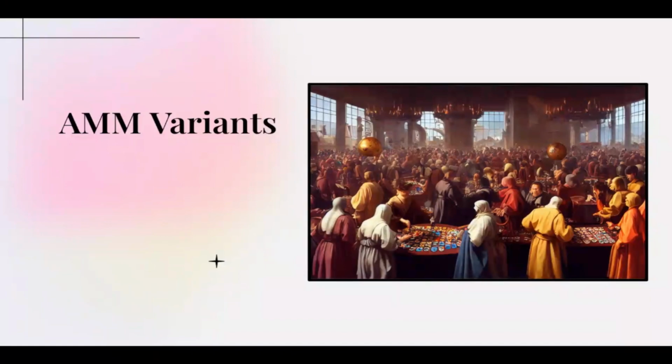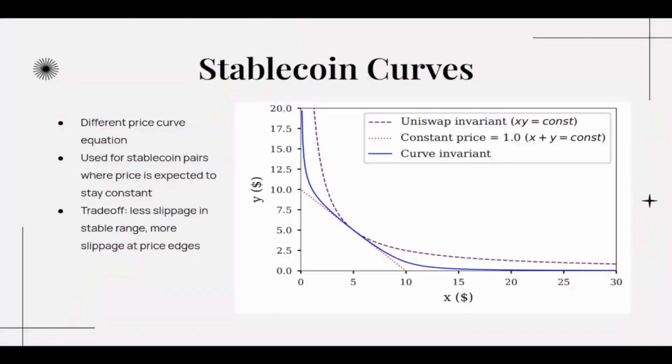I'm just going to run through some of the modifications that have been made on this model to fit certain use cases. The first thing you could imagine doing is, instead of using the xy equals k curve, which is fairly simple, you can use any curve you want, basically. And this is what Curve did. You can see the blue line is the price curve that Curve decided to go with, and the purple dotted line is Uniswap. The red dotted line is just for reference.